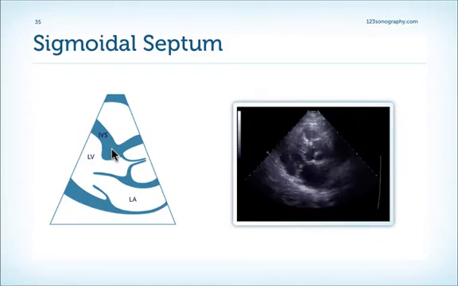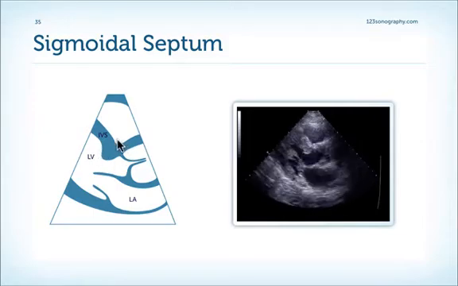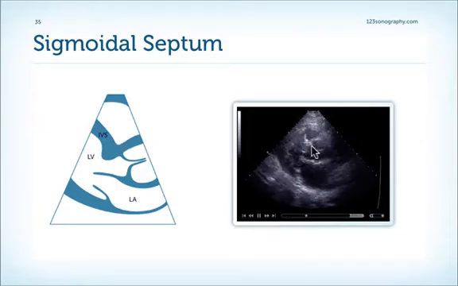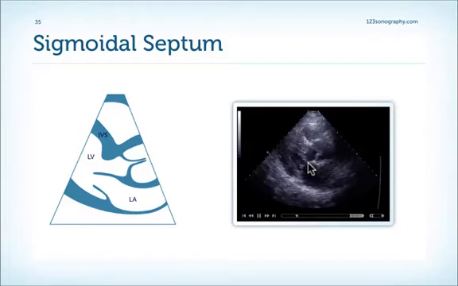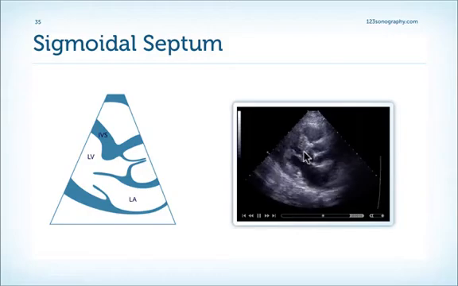What about the sigmoidal septum? Or what is the sigmoidal septum? Well, it's a thickening of the basal portions of the interventricular septum, you can see here, and it also predisposes to LVOT obstruction. Here we have a SAM phenomena. This is not a patient with hypertrophic cardiomyopathy, but he still has an LVOT obstruction.